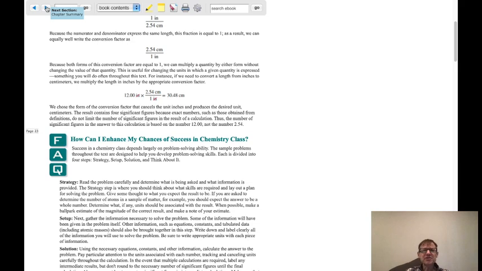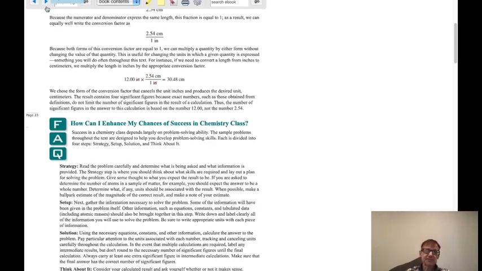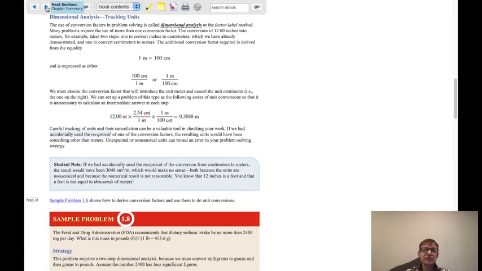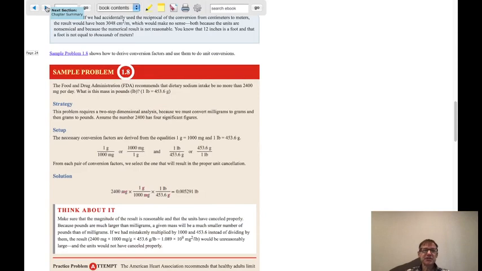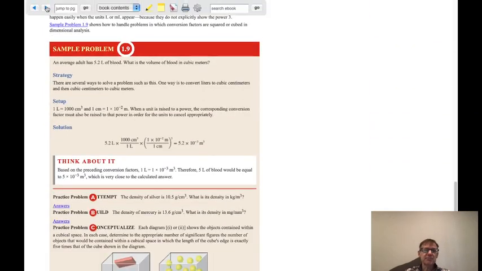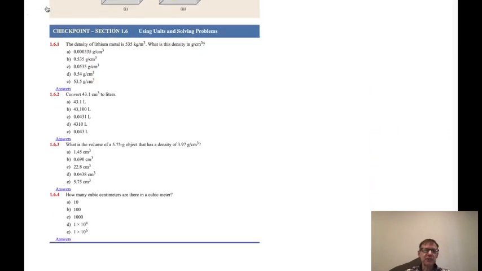So by doing this, an inch times a centimeter divided by an inch is a centimeter. And that's called dimensional analysis. And that's what you want to get skilled at. That's another skill you want to learn out of this course through lots and lots of practice. Okay. Here's a little bit more about tracking units through dimensional analysis. And then here's an example, sample problem 1.8, practice problem, sample problem 1.9, practice problems, and then some checkpoints.